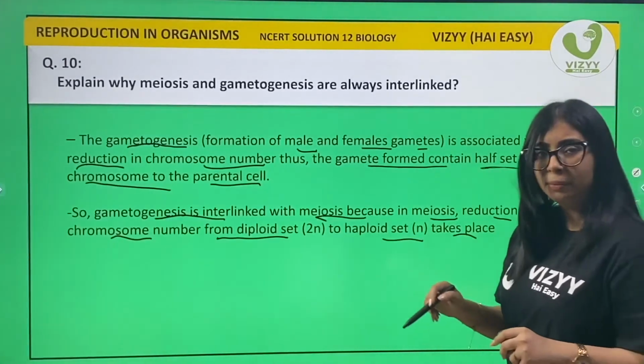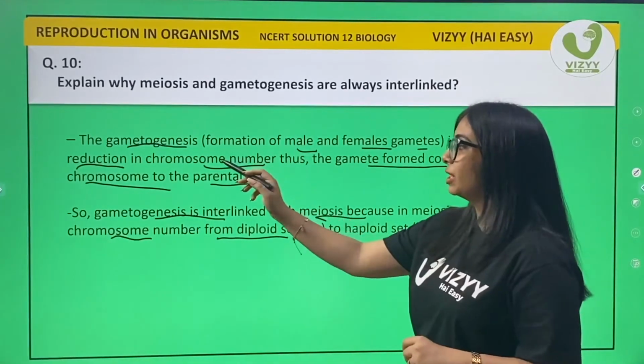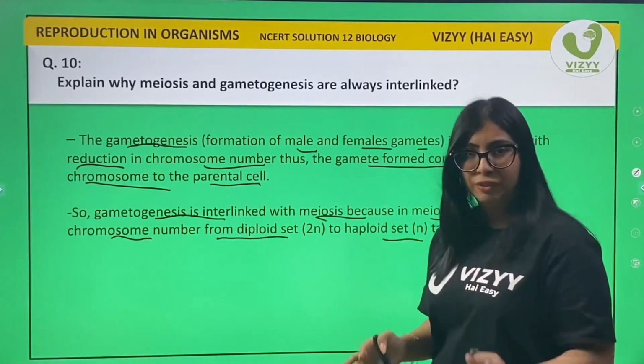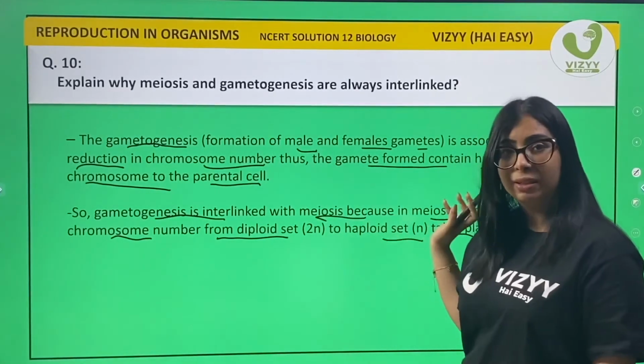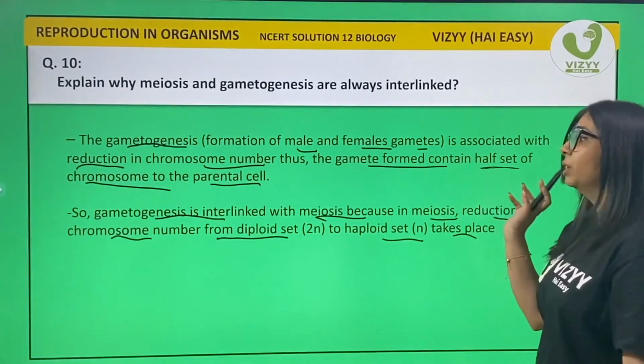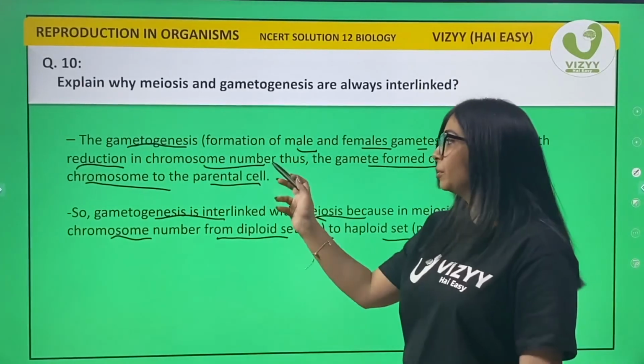Let's look at it again. Gametogenesis means what? Formation of gametes. Formation of gametes means formation of male and female sex cells. This involves what? Reduction of chromosome numbers.